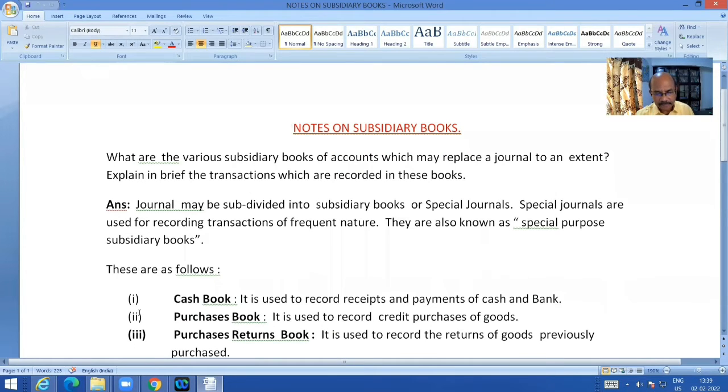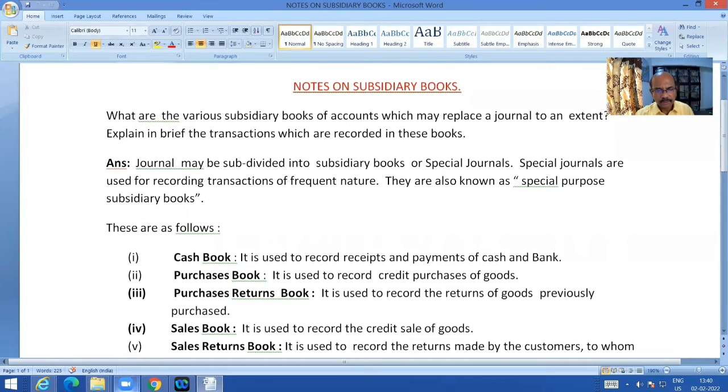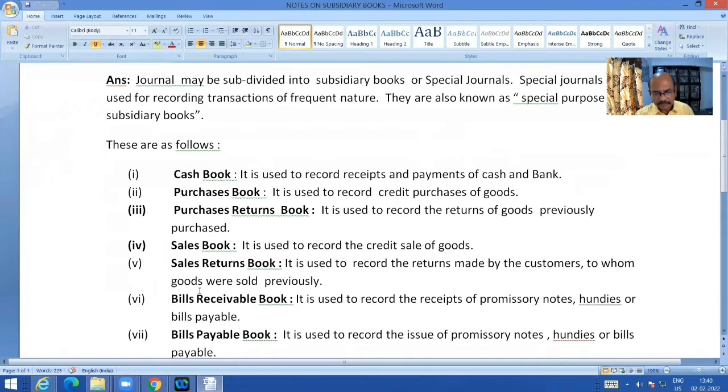Answer. Journal may be divided into subsidiary books or special journals. Special journals are used for recording transactions of frequent nature. They are also known as special purpose subsidiary books. Suppose they twist the question; you can manage it by the sentence itself. These are as follows. Cash book. It is used to record receipts and payments of cash and bank. Cash book is the predominant subsidiary book. I need to give one or more classes about the cash book itself later on.